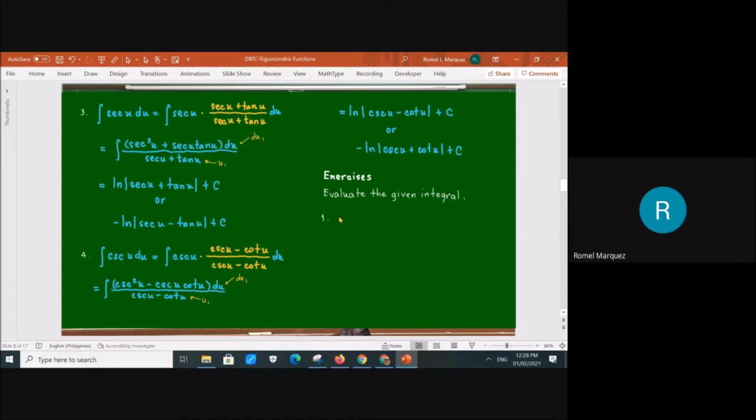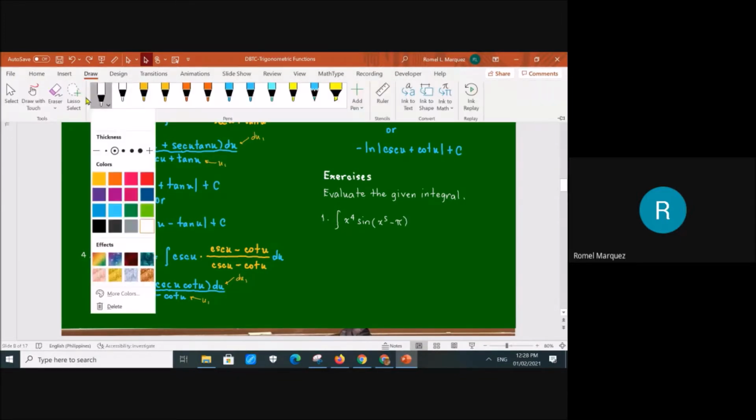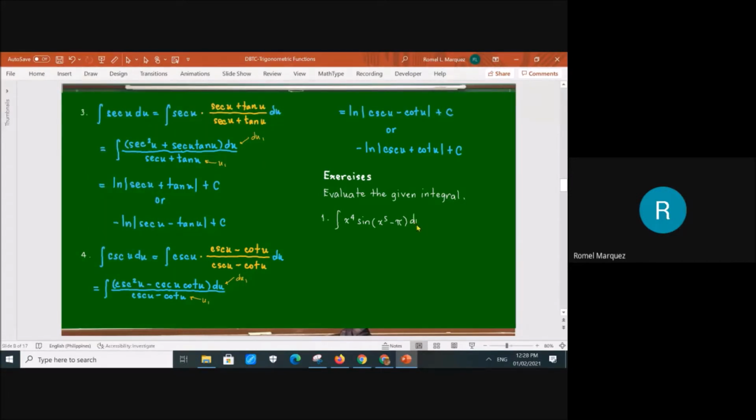Number one, integral of x to the fourth, sine of (x to the fifth minus pi) dx. Okay, guys, wait a minute, I am running out of ink. So what do you think is the possible u here?